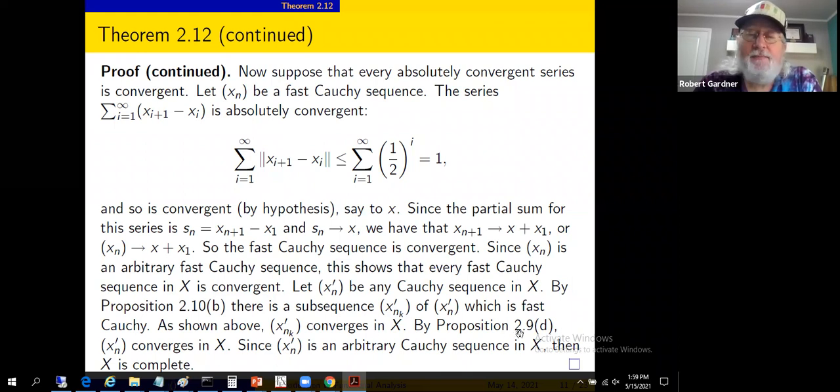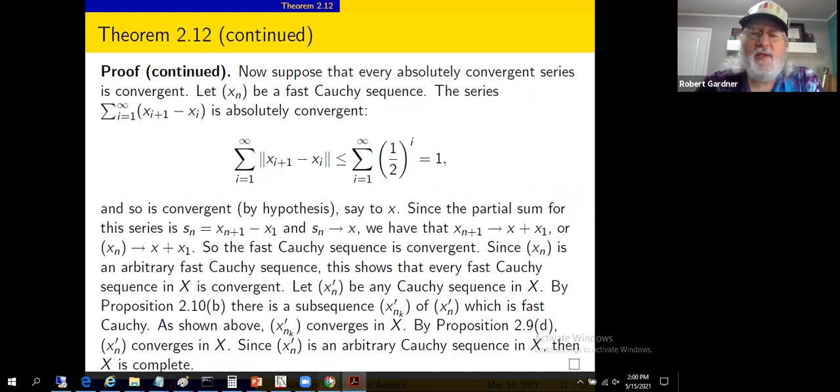Proposition 2.9.d says if you have a Cauchy sequence with a convergent subsequence, then the Cauchy sequence itself converges. That's the thing we went back and talked about. So having a convergent subsequence, the original Cauchy sequence, x sub n prime, must also converge in X. So what we've done is taken an arbitrary Cauchy sequence and shown that it converges. So every Cauchy sequence in the normed linear space X converges, and that's the very definition of completeness in our setting.